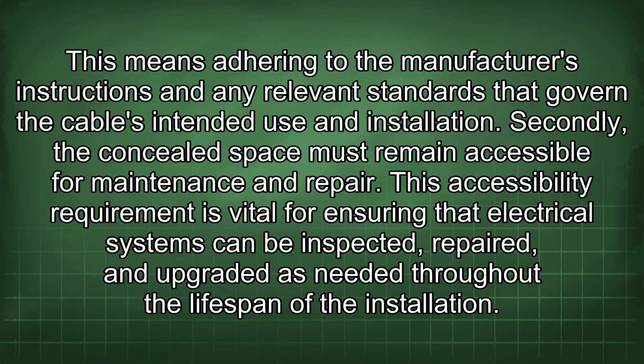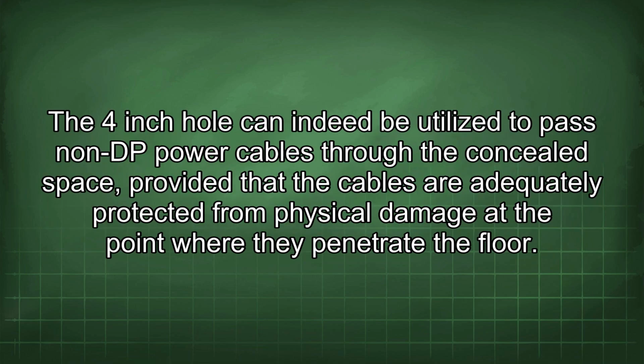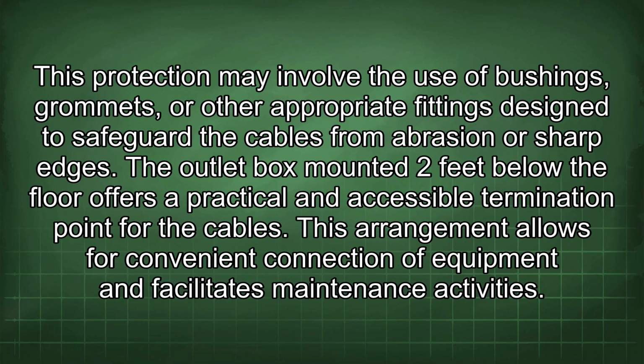lifespan of the installation. Now, turning to the specific scenario involving a 4-inch hole in the floor for cable passage and an outlet box mounted 2 feet below the floor surface, we can further analyze the code implications. The 4-inch hole can indeed be utilized to pass non-DP power cables through the concealed space, provided that the cables are adequately protected from physical damage at the point where they penetrate the floor.